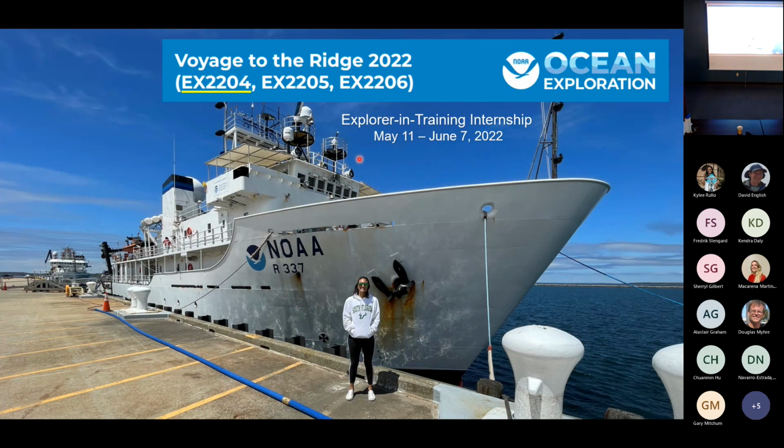This cruise was part of a NOAA internship called the Explorer and Training Program. And it involved a 4-week stint on the Okeanos with work focusing on seafloor mapping and hydrographic survey. The cruise I was on, EX2204, was the first of 3 cruises that made up the 2022 Voyage to the Ridge Expedition. The goal of this expedition series was to collect baseline information about unexplored and poorly understood deepwater areas of the Mid-Atlantic Ridge.